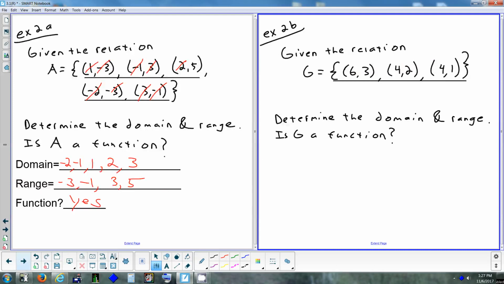Okay, same directions here. Who thinks they could give me the entire domain? All the numbers in the domain. Again, if it repeats, you don't have to tell it to me twice, just once. 6 and 4. So domain, 6 and 4. 4 and 6, doesn't matter. Okay, range.